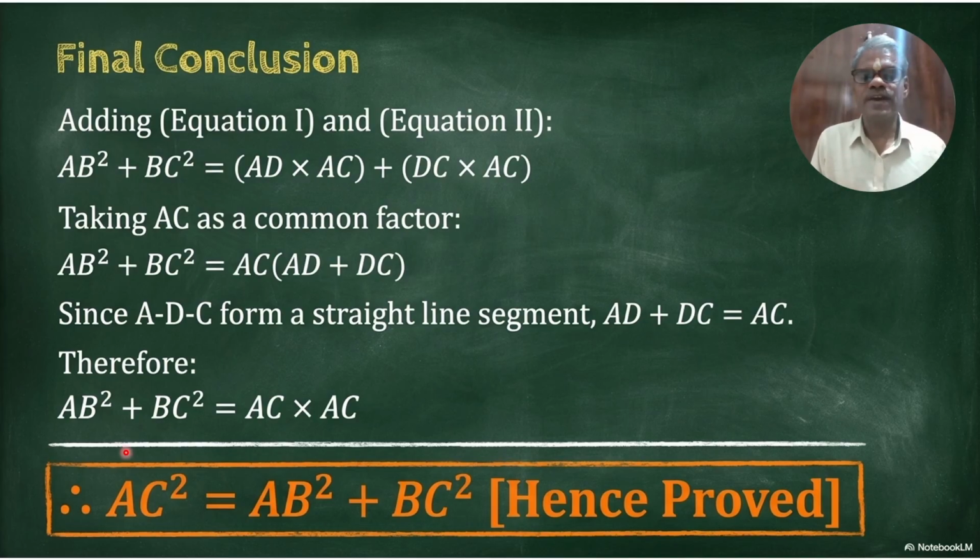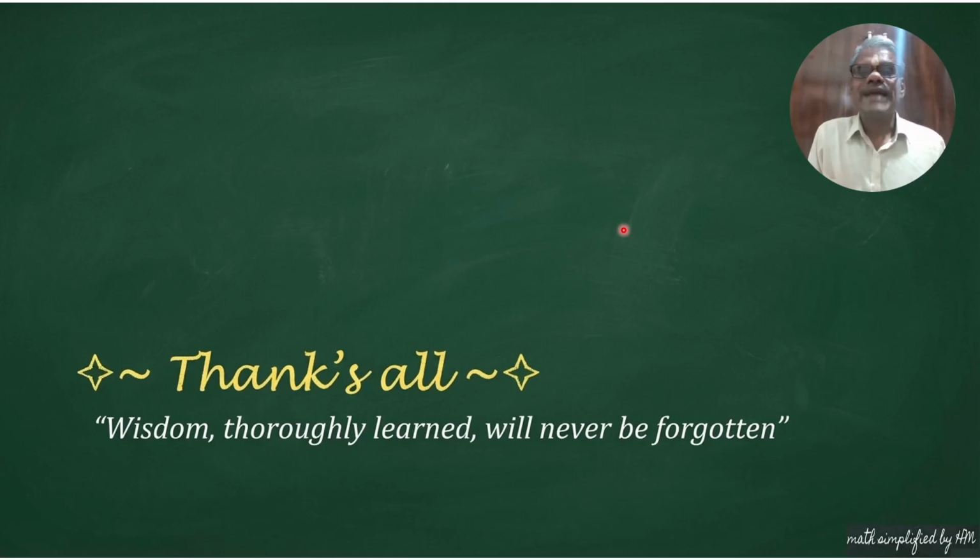Therefore, AB square plus BC square is equal to AC into AC. Therefore, AC square is equal to AB square plus BC square. We have proved the theorem statement. That wraps up our proof.